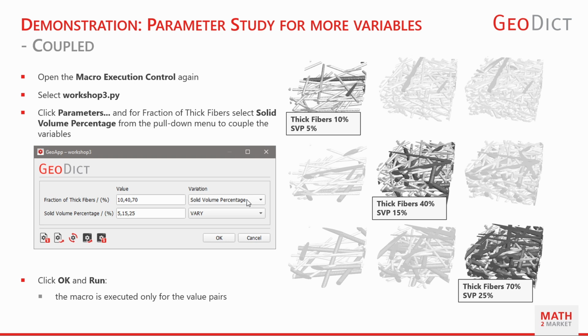On this slide, the result is visualized. In contrast to the previous macro execution, now only 3 of 9 parameter combinations were generated, which we can see here in the diagonal. This is because only the value pairs were used instead of the cross product.